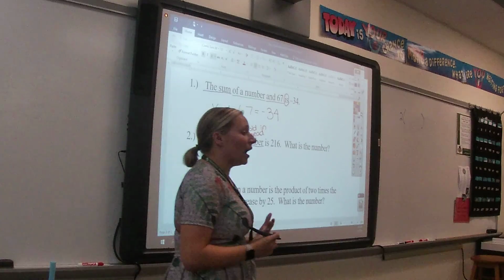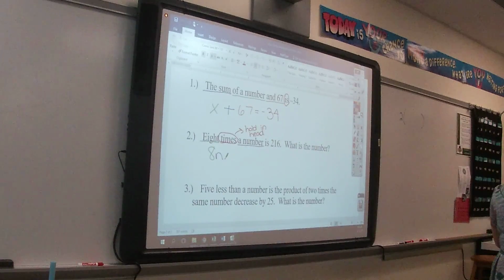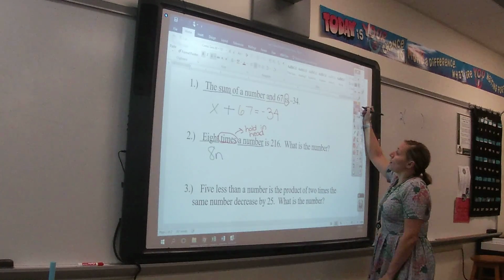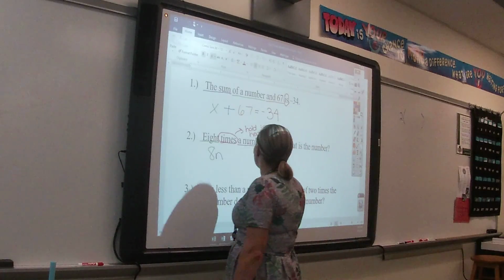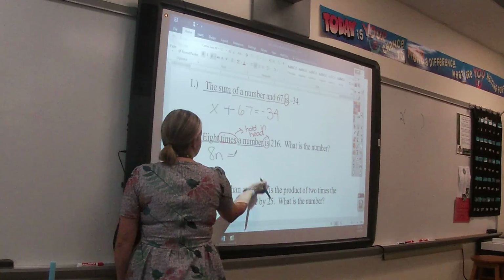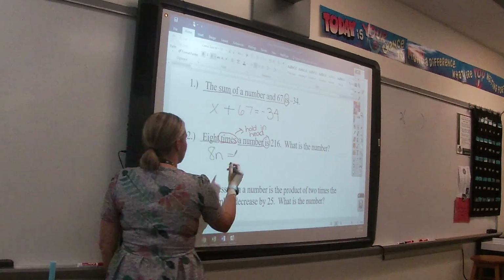Because yes, we could use a dot. Yes, we could put parentheses. Yes, we could put the X, but really that's not how we were used to seeing it. And we don't want to confuse ourselves anymore because holy cow, we're already dealing with word problems and those aren't our favorite. Is: what are we writing for "is"? 216 is 216.